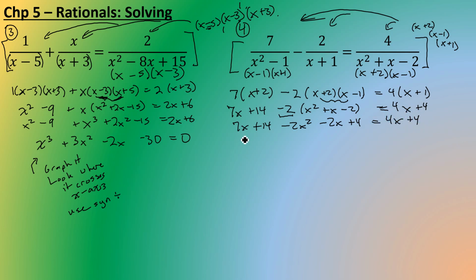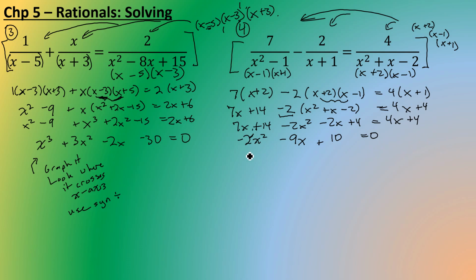And then get everything to one side. So I'll have negative 2x squared. This will be 5x. Subtract the 4 minus 9x. I think yes. And then I have 18 with the 14 plus 4, so I'll subtract the 4 from the other side. And that gives me plus 10.